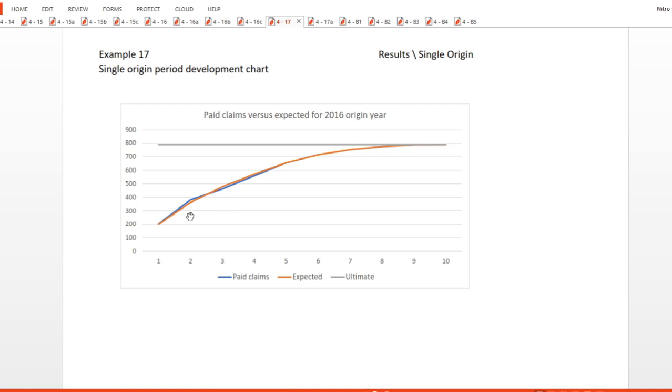Secondly, we can again check whether the actual data looks like it's trending towards our ultimate. We did this with the all origins chart, but we can often spot more detail and concerns when we consider each individual origin period in isolation. This particular origin year looks fine, but again we should flip through a number of origin period charts to form our final view here. Let's look at a different model with more issues.